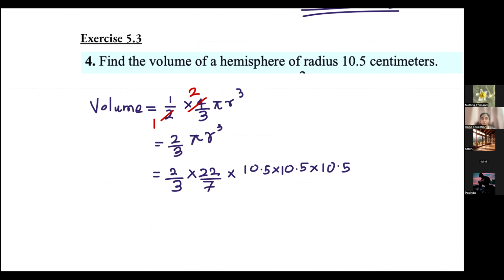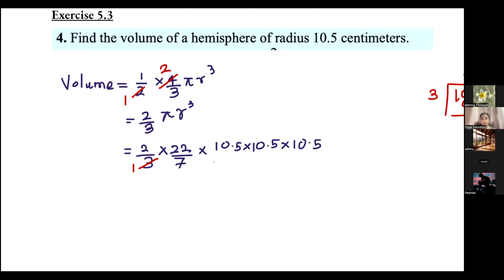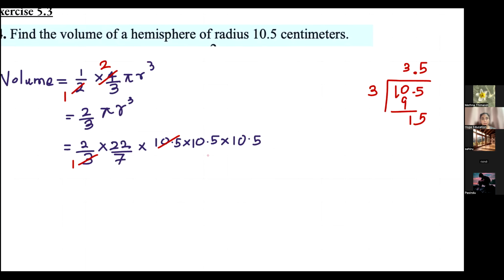Can be divided. I mean, you get an answer. Actually, it can be divided. 10.5 can be divided by 3. 10.5, let's see, divided by 3. 3 times 3 is 9. 1 remaining. I keep the decimal point here. 3 times 5 is 15. So 3 times 1, 3 times... 3.5. Is that clear to you, Ramai?